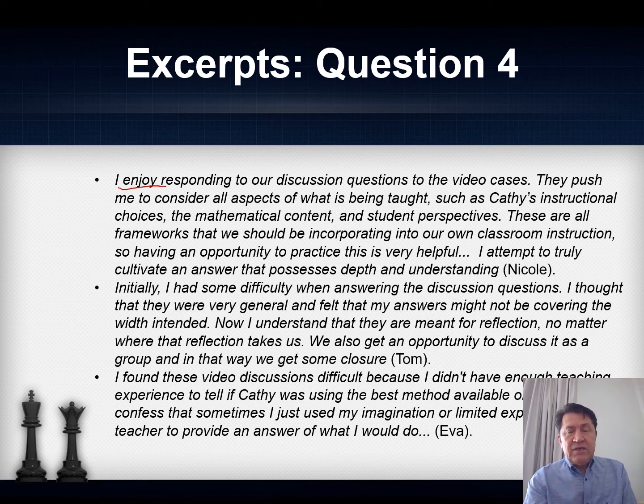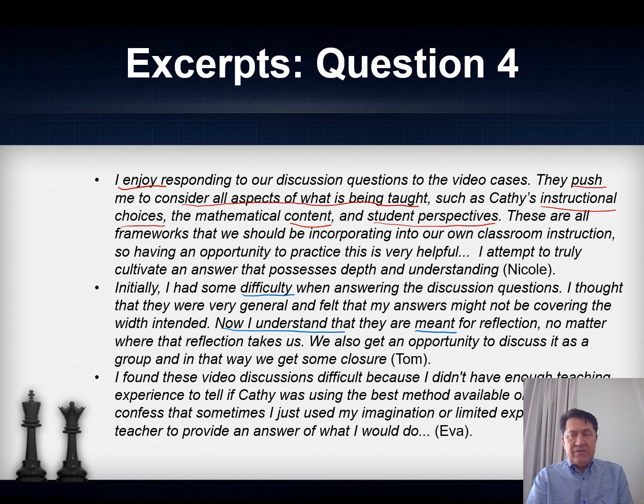So while analyzing these excerpts, we were using a meaning coding technique, and for example, in Nicole's response, she clearly emphasized that she enjoyed the online discussion. She also justified that they push her to consider all aspects of what is being taught, particularly the instructional choices, the mathematical content, and student perspectives. While she was evaluating the online discussion quality as high, Tom thought that the quality of the online discussion was at a medium level. He admits that he had some difficulty when answering the discussion questions, and later he overcame those difficulties, and he said, now I understand what they meant.